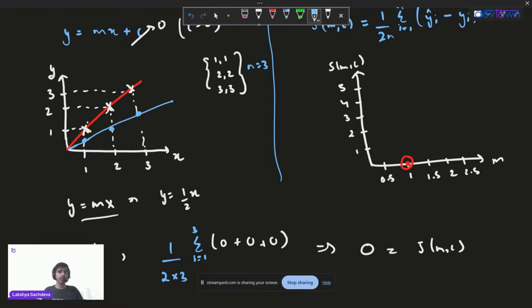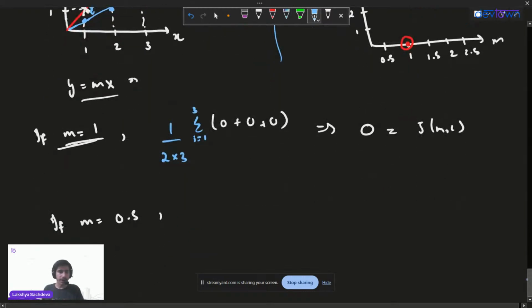My next line will be like this. If I'm taking m is equal to 0.5, my line will be like this. Is this clear, guys? If I am taking m as 0.5, my line will be like this. Now in this case, I am going to have some error. So these are my errors.